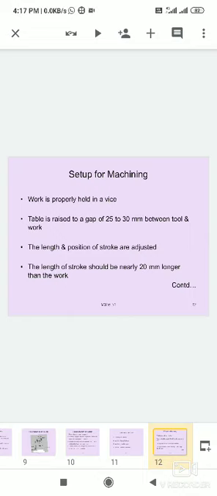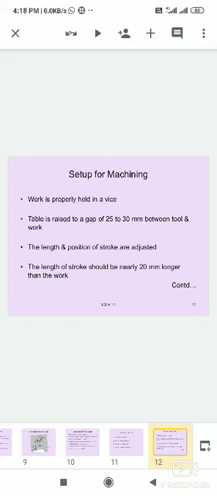The length and position of stroke are adjusted because of the workpiece, for example slot length, and where we choose the operation, that is the slotting operation. That can be adjusted by a lever, through power or by hand.